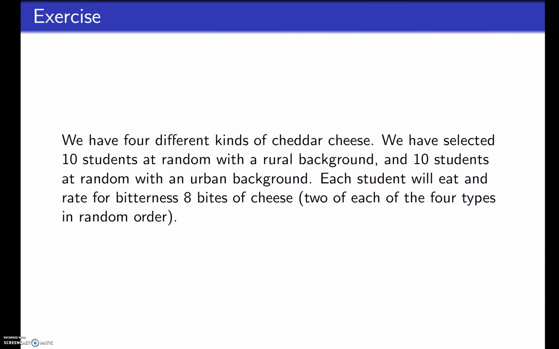Okay, I'm going to leave you with this exercise, and I'm almost out of time on the video, so I'll stop. But I like this one because I love cheese. We have 4 different kinds of cheese, cheddar cheese here, and we've selected 10 students at random, some with a rural background and some with an urban background. Each student will rate for bitterness 8 bites of cheese, 2 of each of the 4 types, and it's going to be randomized. This sounds a little bit like an experiment we've been talking about. So think about that. See if you can draw your Hasse diagram.